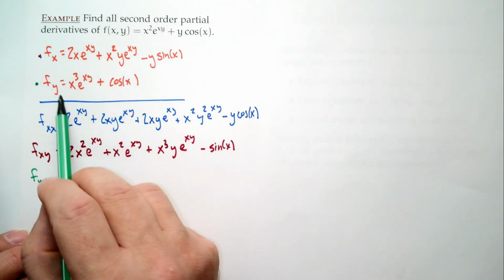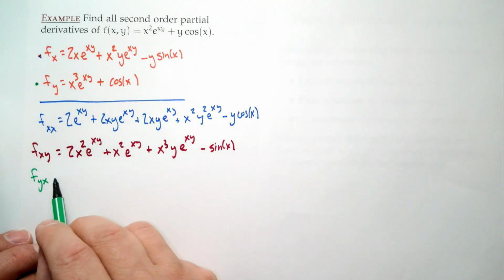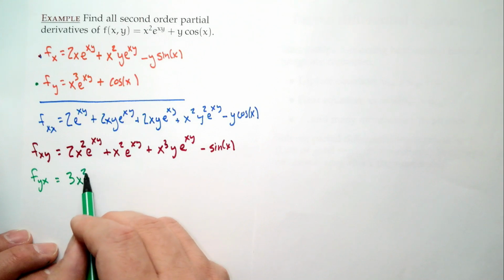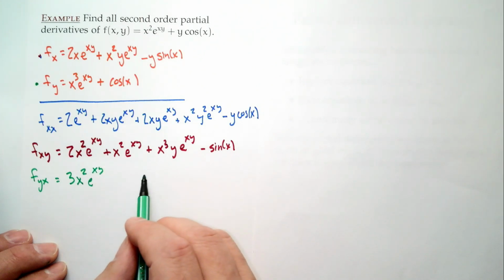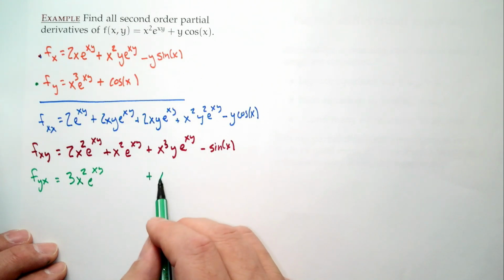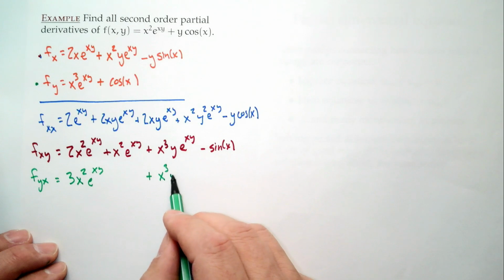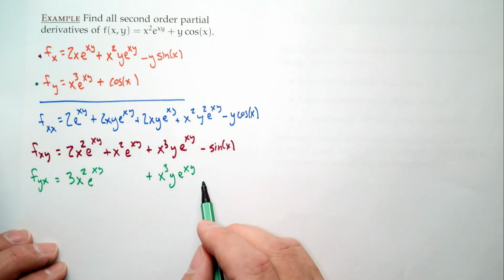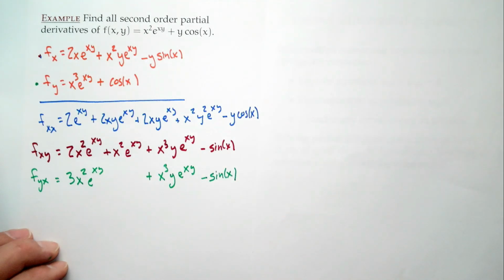So x is our variable. We need to take the product rule. So the derivative of x cubed is 3x squared e to the xy, derivative of the first times the second, plus x cubed times the derivative of e to the xy. Well, that's y e to the xy. And then the derivative of cosine x, that's negative sine of x.